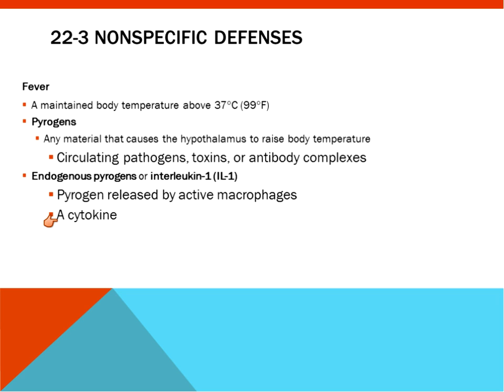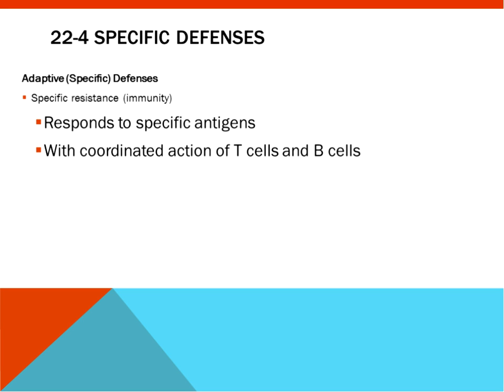It's a chemical messenger that's sent to the hypothalamus, which is the control center for body temperature, that says, hey, increase the temperature. But not only do we have this, we have other things that can cause a fever as well. And anything that causes the hypothalamus to raise the body temperature, we call it a pyrogen.